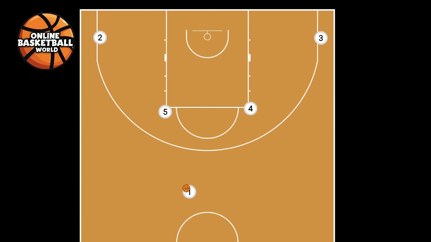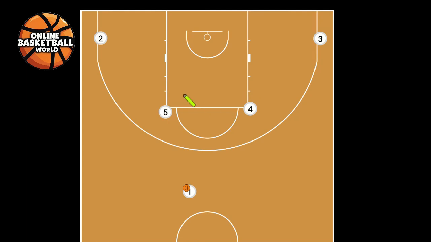And for this particular option, we're going to look at a mix of a horn set and a flex offense. So this is basically a horn set that you can use within your flex offense, right? As we can see, we have our horn set right here, but we're also going to incorporate the flex within that.